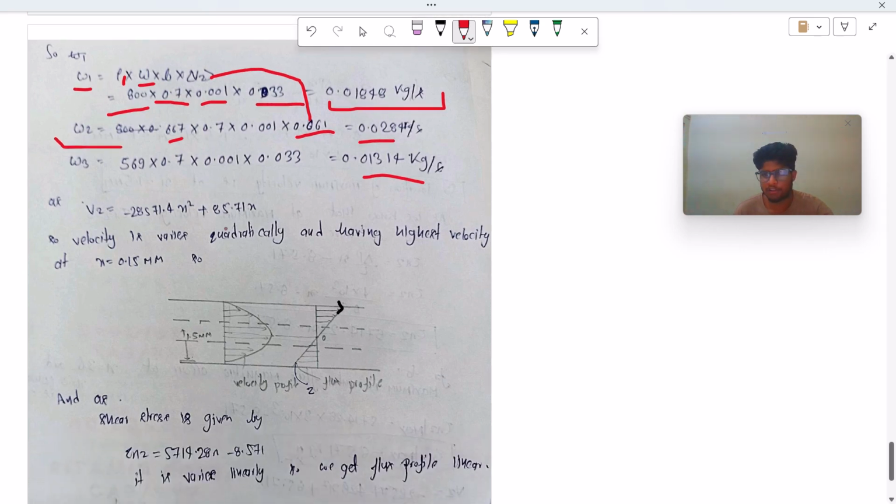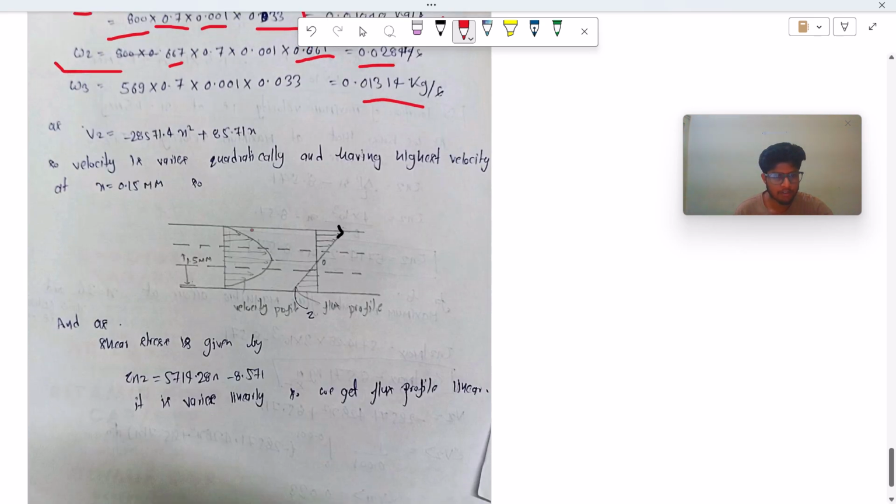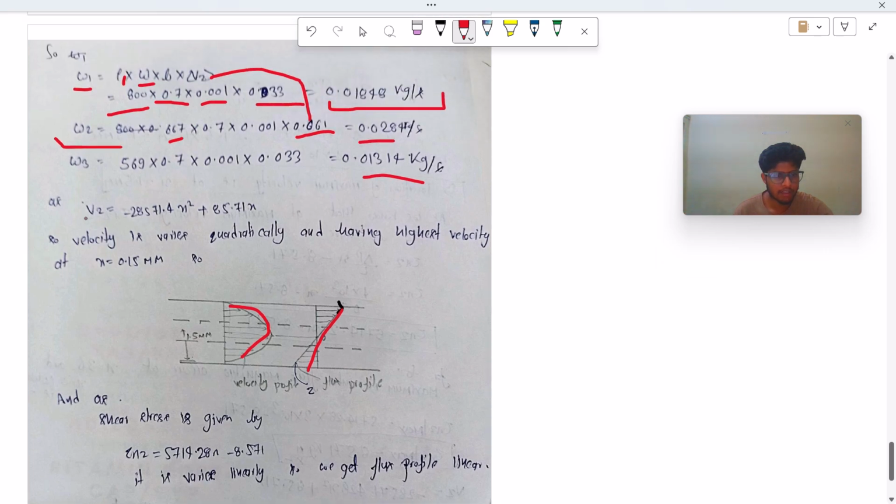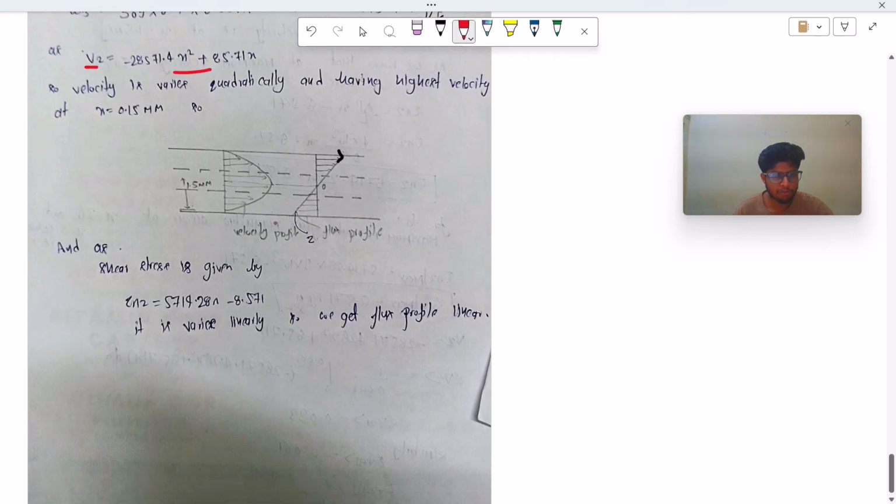So these things are asked in our problem, but we add something extra: we further plot the profile of velocity and shear stress. As Vz is a function of x square, the profile of the velocity is parabolic in nature, and as found earlier, maximum velocity is at 1.5 mm, and velocity at the top and bottom plate will be 0. So our velocity profile looks like this, a quadratic parabola, in this direction like this.